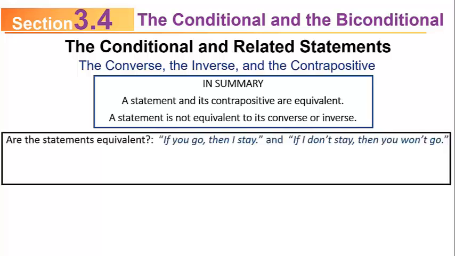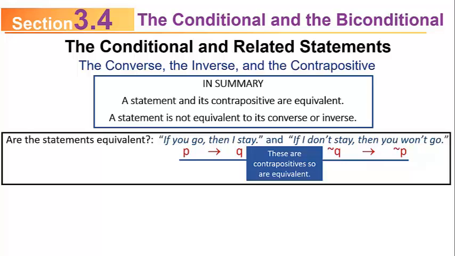Let's try some examples. Are the statements equivalent? If you go, then I stay, and if I don't stay, then you won't go. If you think of this in the symbolic form, if you go, then I stay is of the form P implies Q. If I don't stay, then you won't go is of the form not Q implies not P, which is the contrapositive of the original statement. So yes, these are contrapositives, so they are equivalent.